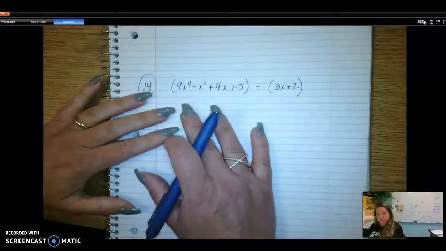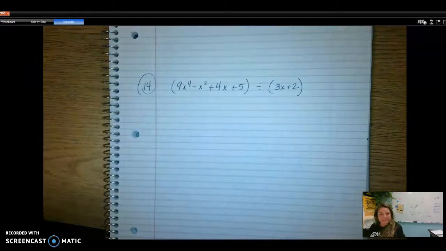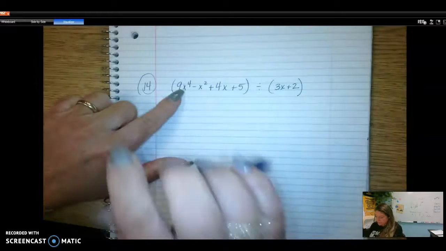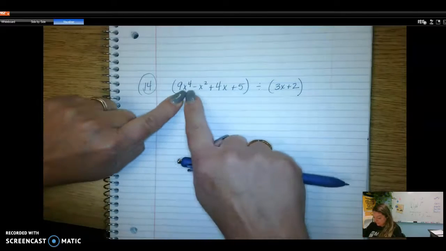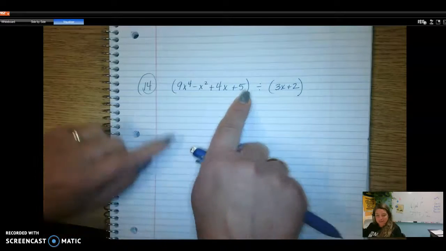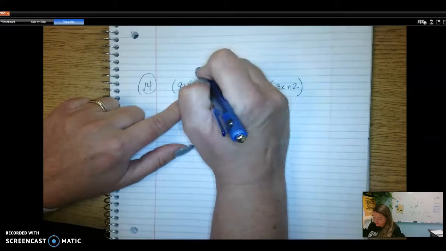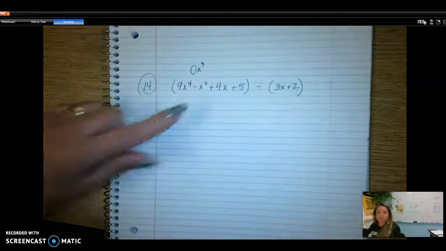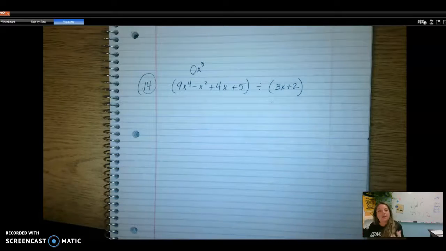I know I had told you on this one that it is missing a term, right? So you want to get that placeholder in. I promise it will make your life a little bit easier. If you look at our exponents, we have an x to the fourth, an x squared, an x, and then no x. So it looks like we are missing an x cubed. So you want to put in a placeholder for that.